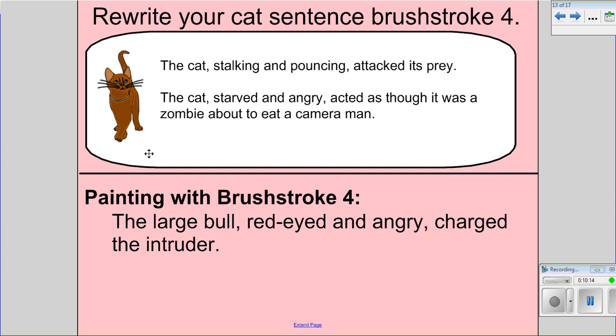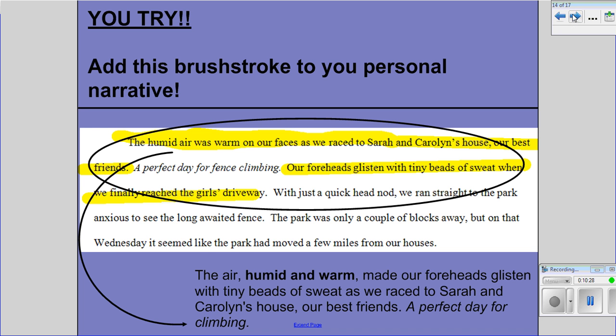You may notice that this looks very similar to an appositive, but what we're simply doing here is giving adjectives to describe the cat instead of renaming it, like we would with an appositive. So what I'd like for you to do is try to add this brushstroke to your personal narrative.